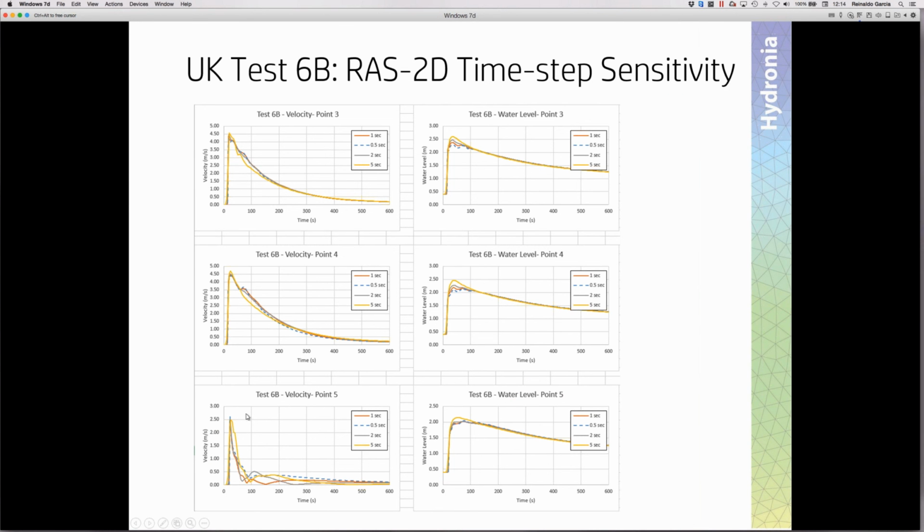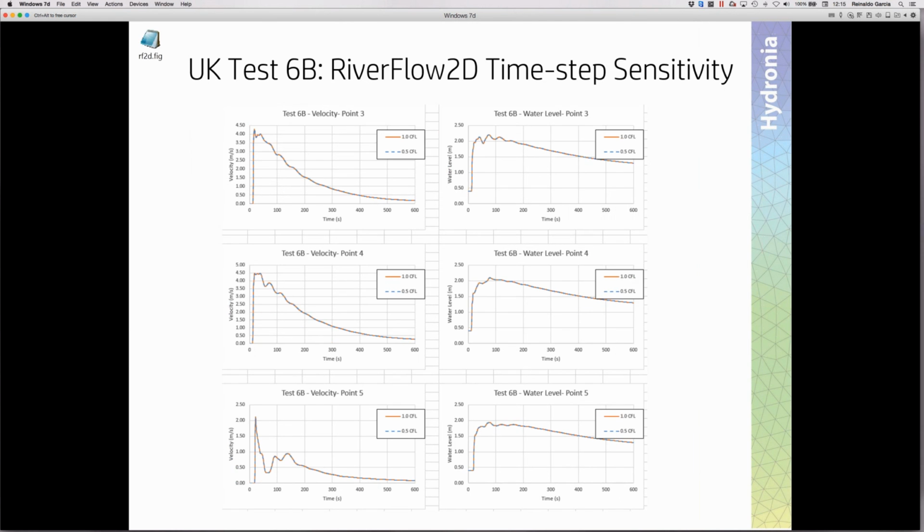Now, time step sensitivity, again, for RAS2D is much better now than in the other case. However, if you look closely, you will see differences in the peak water elevations at some points that may not be very big at first sight, but when you look closely, there are differences of 28% in the depth predicted at some points. So that can be problematic in actual projects.